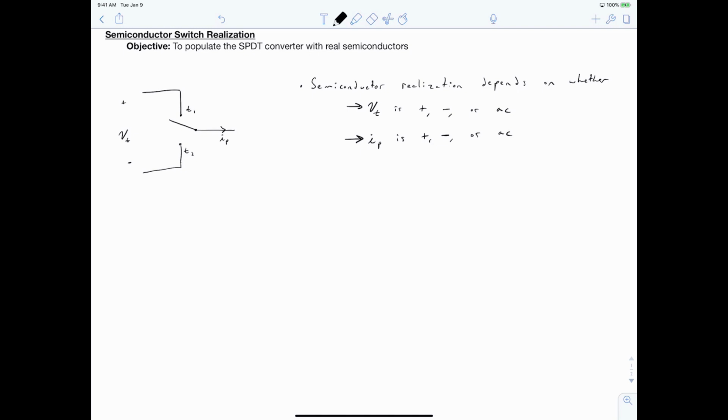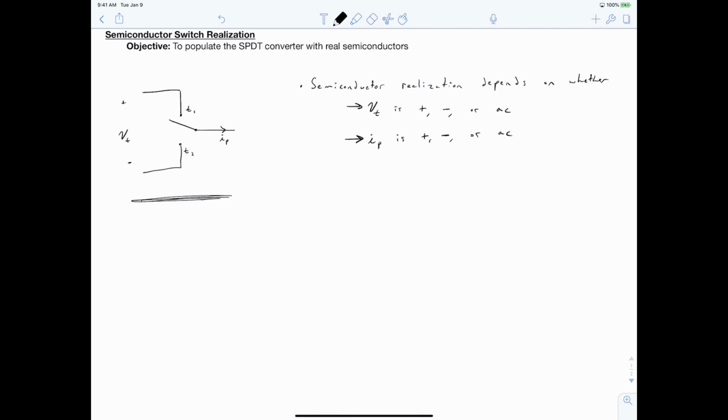The objective of this video is to populate the single-pole double-throw converter with real semiconductors. So we're going to be talking about how you go from a single-pole double-throw converter in an idealized sense to actually building it with real MOSFETs and diodes.